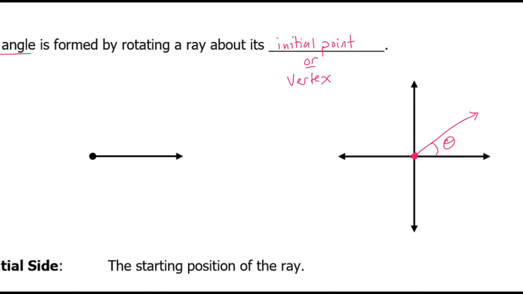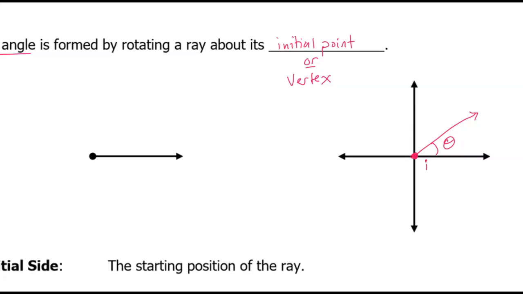And angles are normally denoted with theta, most famously, but any lowercase Greek letter will work, or a capital letter. So you'll see theta, you'll see alpha, beta, you'll see a capital A, capital B, capital C. It does not matter. All of these refer to angles.